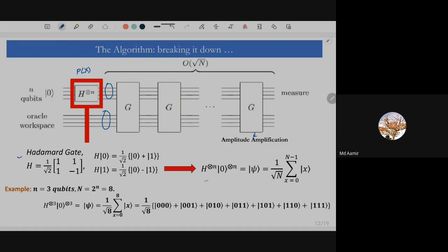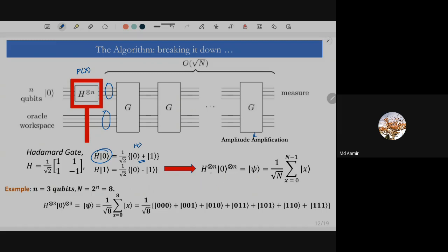We can do it using the Hadamard gate. Recall that if we apply the Hadamard gate to 0, it gives you this plus state, which can be written as the uniform superposition of 0 and 1. Similarly, if we extend this to 0 tensor n, we have H tensor n applied to 0 tensor n, where H is applied n times and 0 is similarly 0 tensor n. So this will be H0 tensor n.